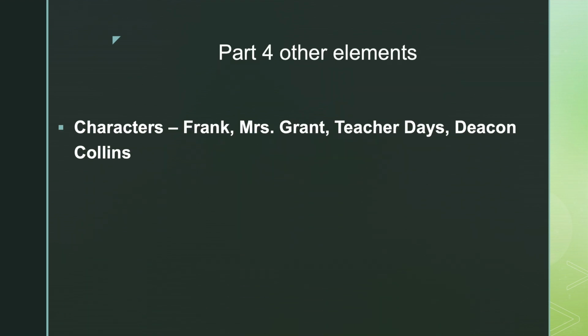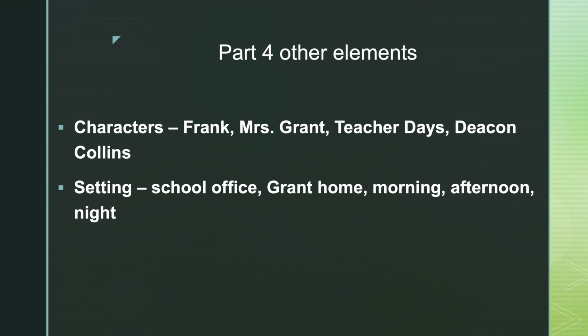The other elements of part 4. So, of course, we have Frank, Mrs. Grant, Teacher Days, and Deacon Collins. Tell me about what those characters are like. The setting moves from the school office to the Grant home, and the time is from the morning, afternoon, into the night.